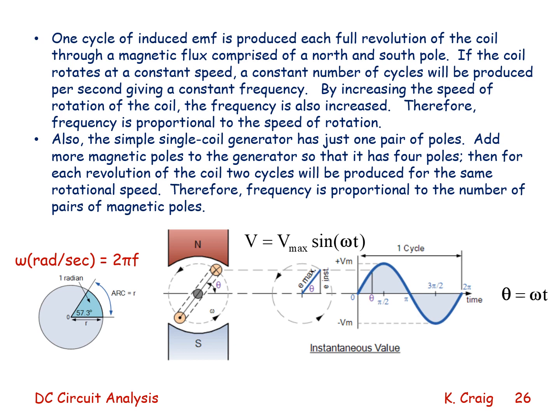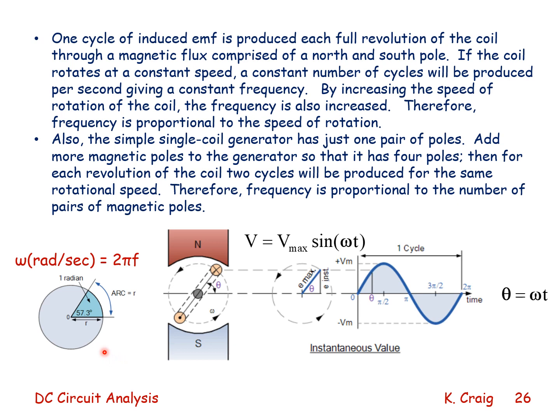Also, the simple single coil generator has just one pair of poles. Add more magnetic poles to the generator so that it has 4 poles. Then for each revolution of the coil, 2 cycles will be produced for the same rotational speed. Therefore, frequency is proportional to the number of pairs of magnetic poles.